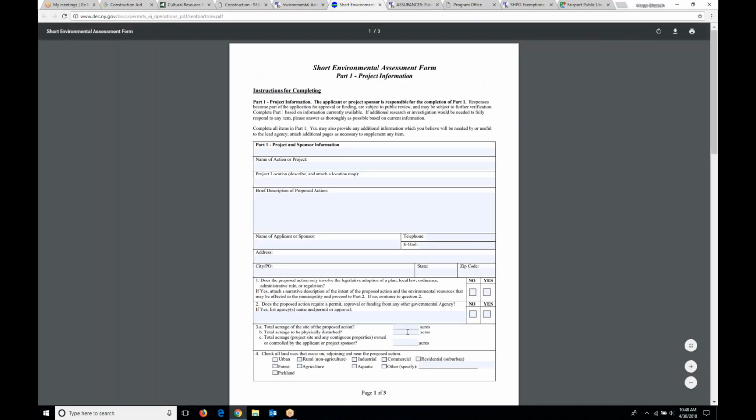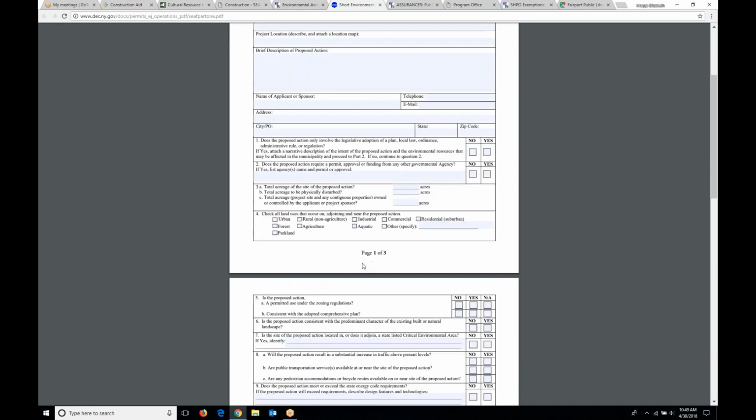Then I'll also fill out this form. So all of this you've already given me on your intent to apply application. The name of applicant or sponsor, this is all just the library's information. Now, you will have to answer these questions. For most of them, the answer will be no or NA.